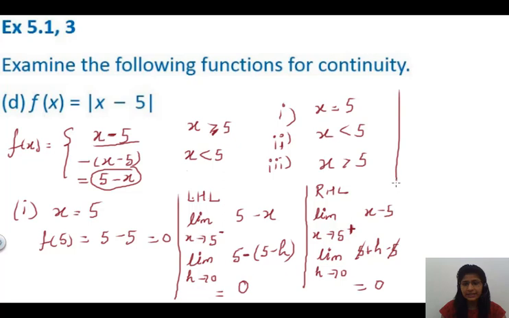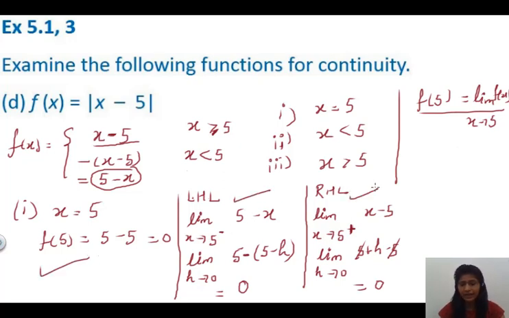Now I can see that f of 5 and limit x tending to 5 of f of x, these are equal. All the three things are equal: LHL, RHL, and value of the function at that particular point. Clear? Hence the function is a continuous function at x equals 5. Now see for x less than 5, the second case.